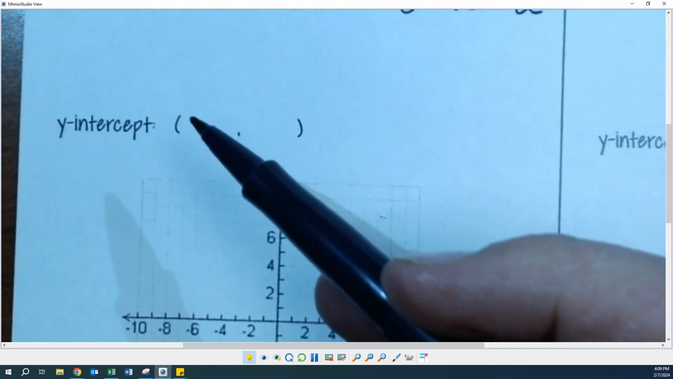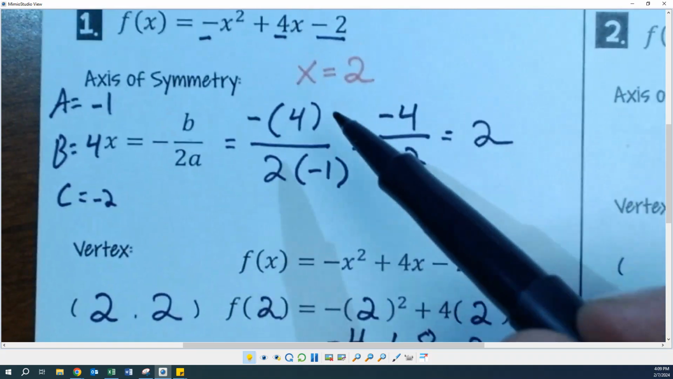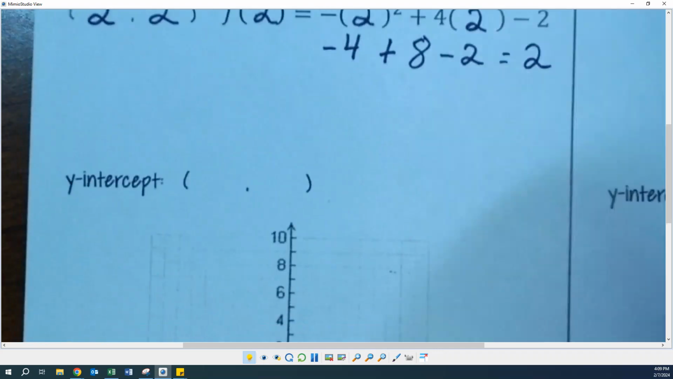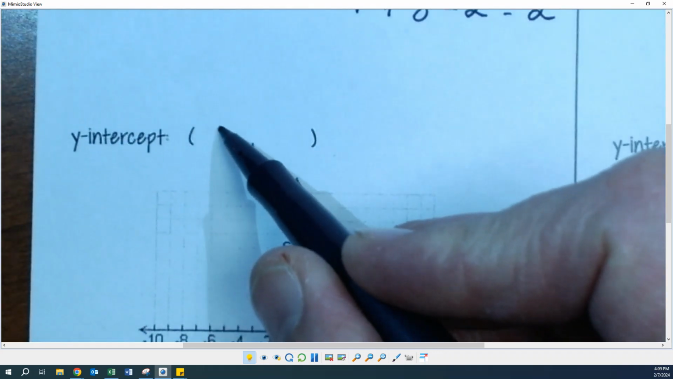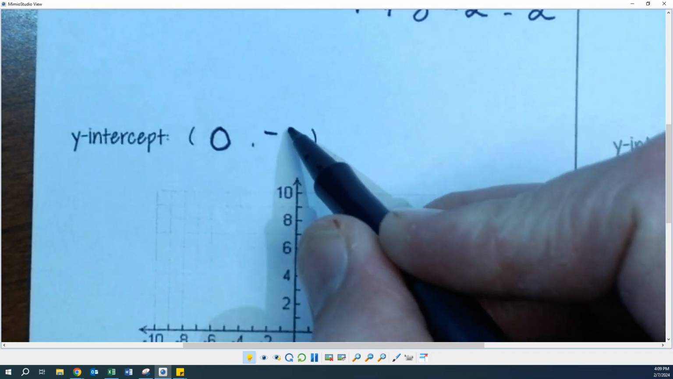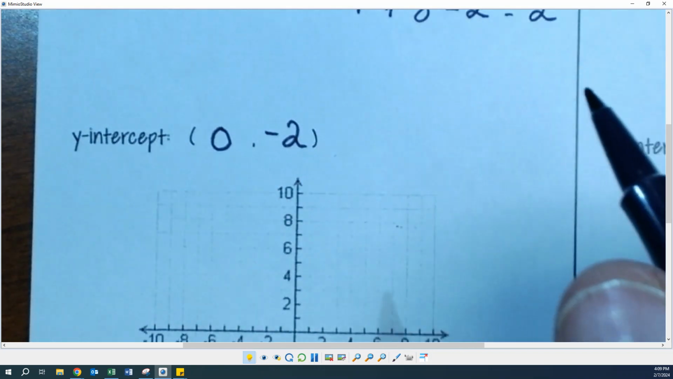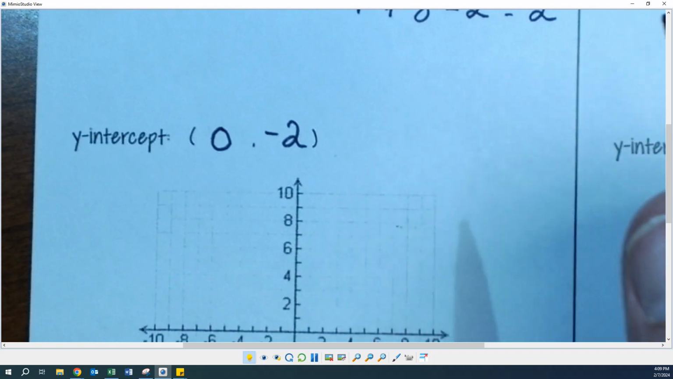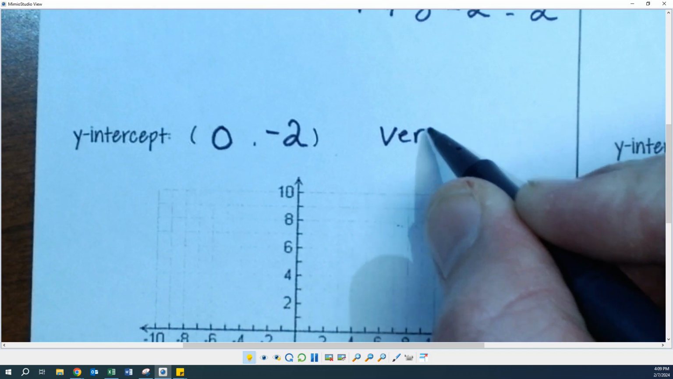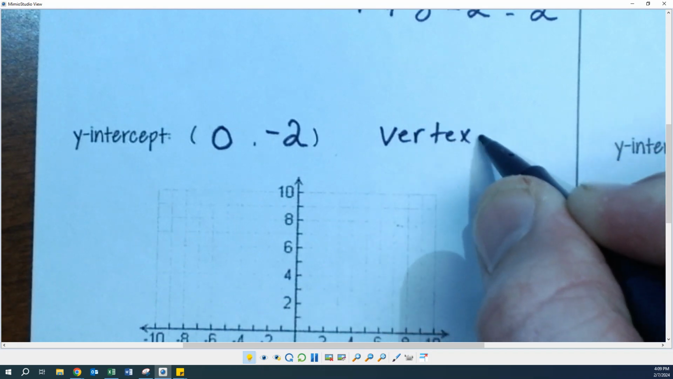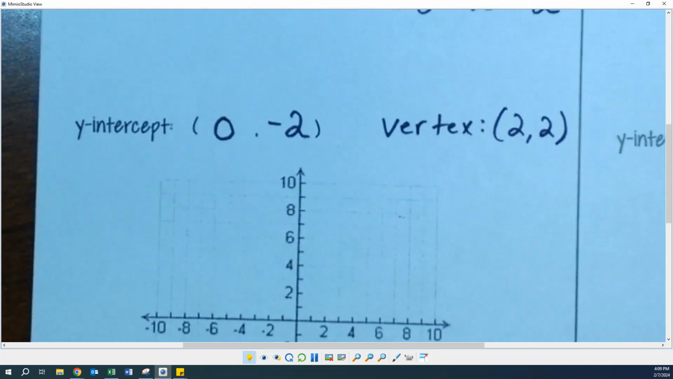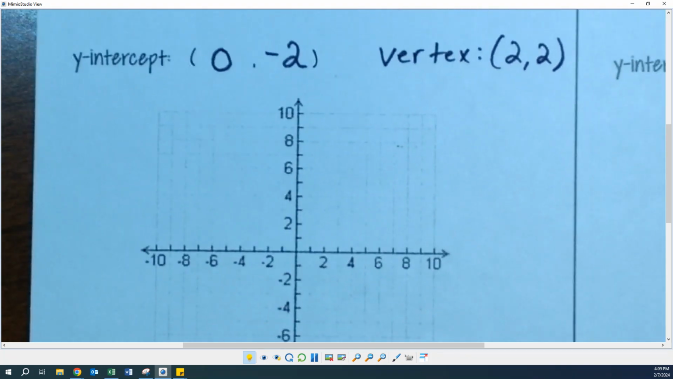Now on to the y-intercept. The y-intercept is just my c value, so negative 2. At the y-intercept, the x value is always 0. And the y-intercept in this problem is negative 2 because c is negative 2. I'm also going to write the vertex right here, that way I keep track of it. So my vertex is at (2, 2).